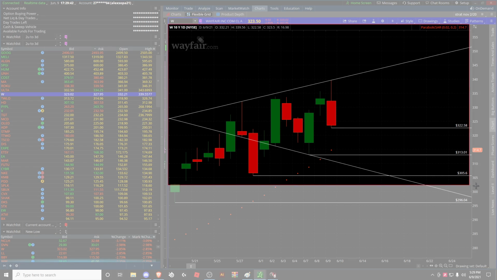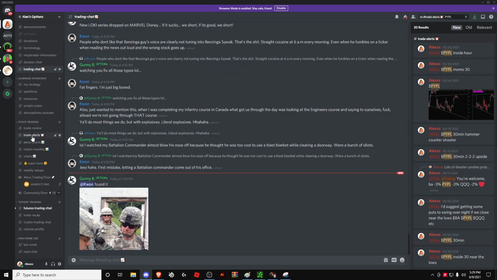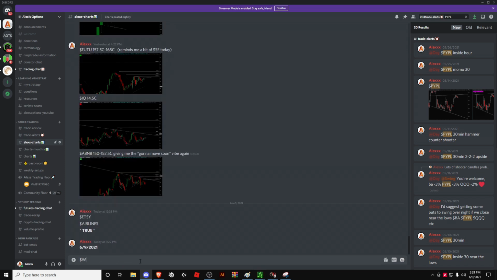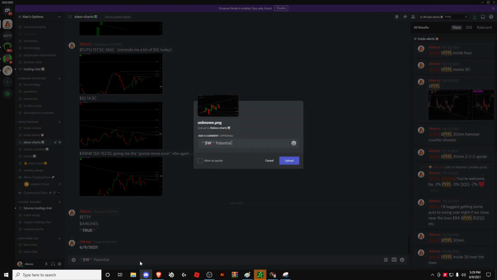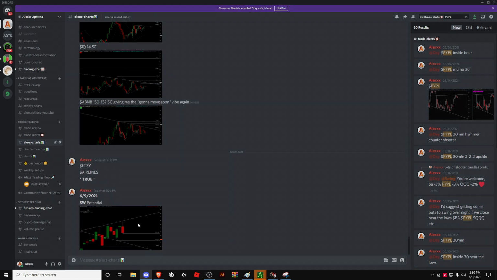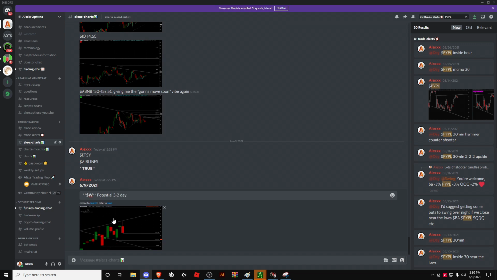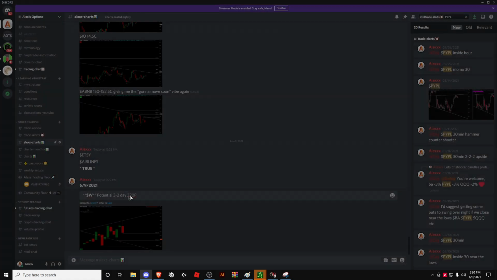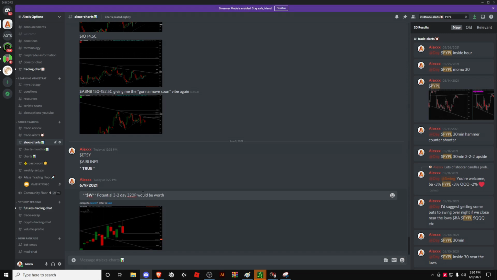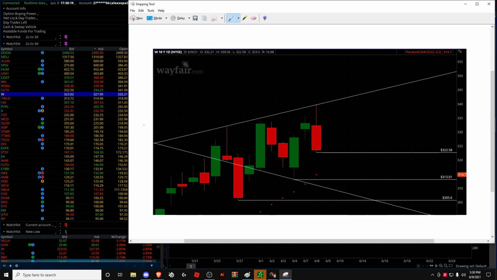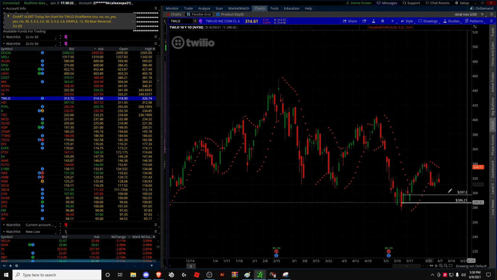So normally I'll just screenshot it, throw it into the Discord right here. So 6/9/2021, and we have W. I forget exactly what the setup is. Let's see. So potential 3-2 day, 3-2 day, and the 320 put would be worth around 700. And there you go. So there's one play. So now we can continue going down the list.